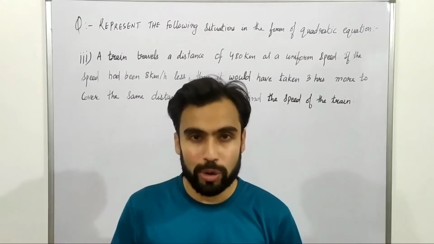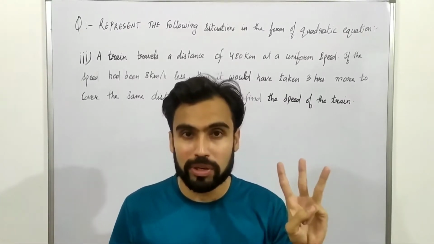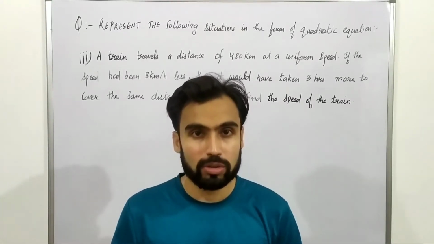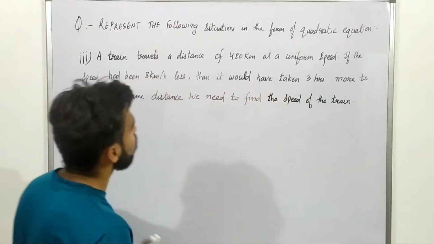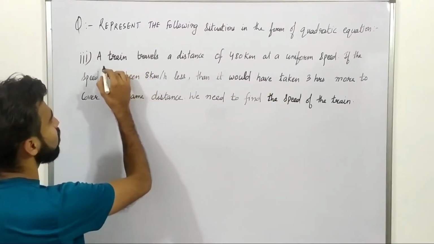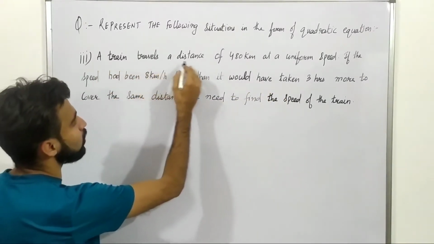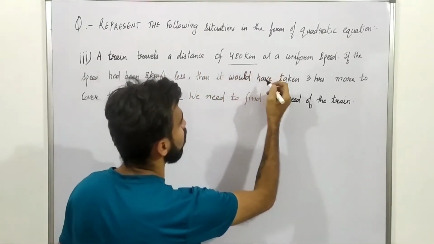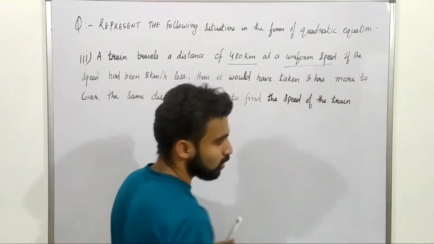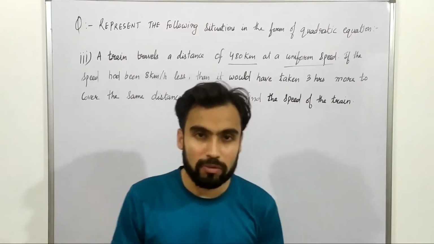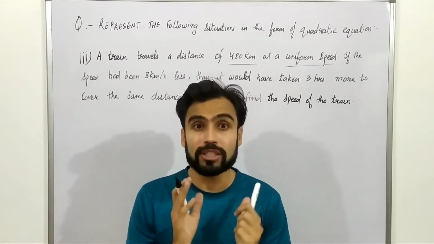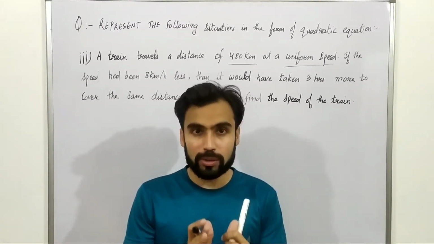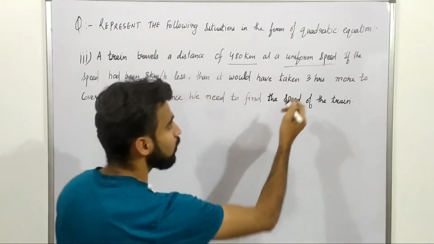So students, now you are aware of the three relations between speed, distance and time. So let's really jump into the question here. In this question, it is given to you that a train travels a distance of 480 kilometers at a uniform speed. So a train is traveling a distance of 480 kilometers with a fixed amount of speed. Now till now I don't know the speed, so let me read further here.